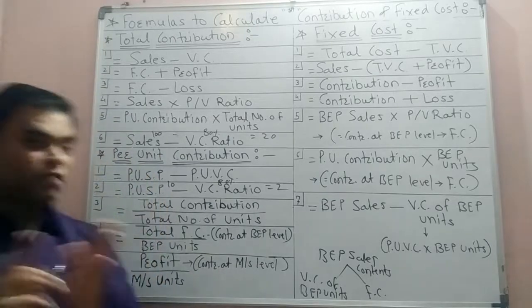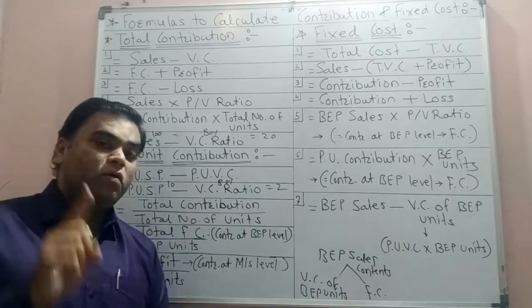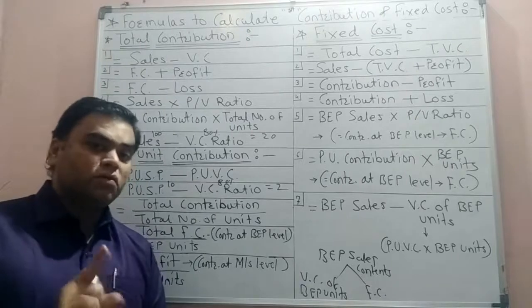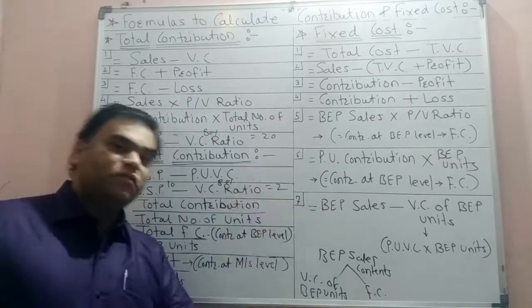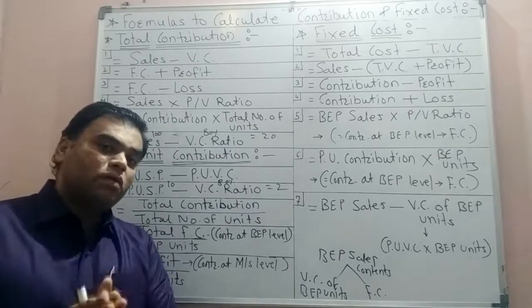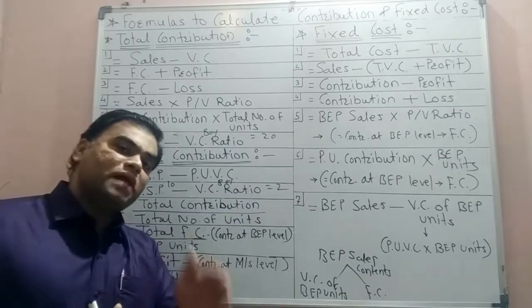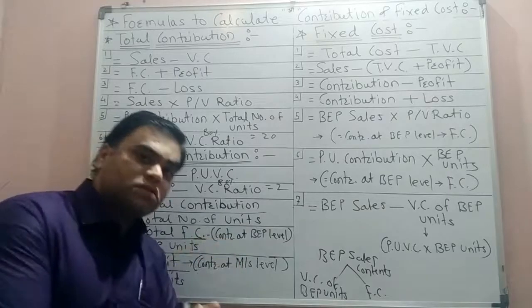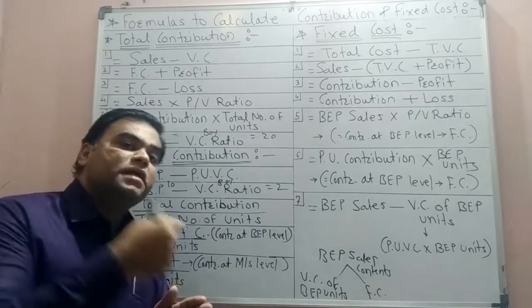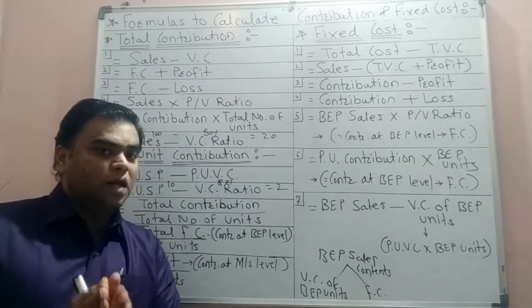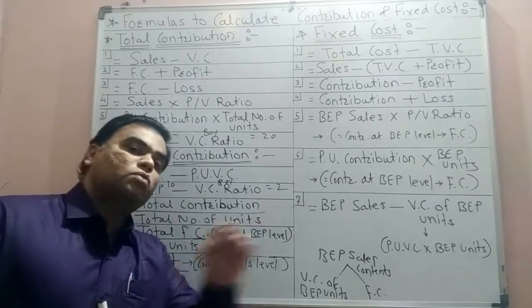Why does it happen? Because it is the amount of contribution which is utilized to recover total fixed cost. That's why when our contribution amount becomes exactly equal to total fixed cost, then our total fixed cost gets recovered. Means our total contribution amount gets utilized to recover our total fixed cost.